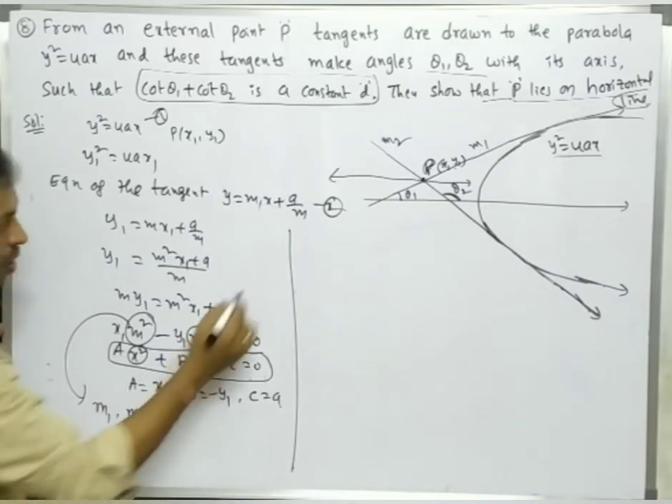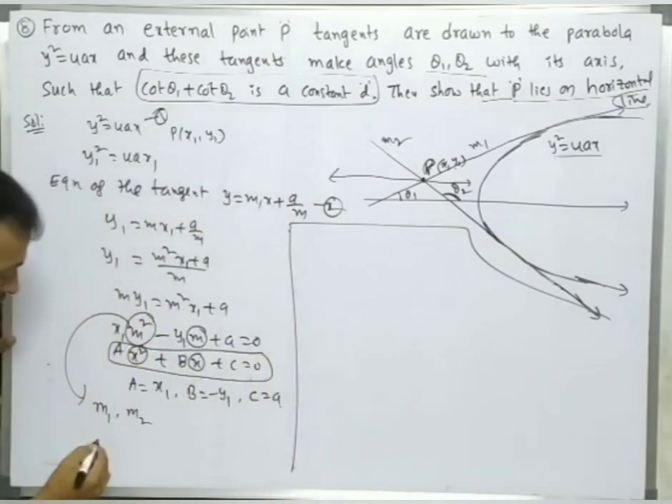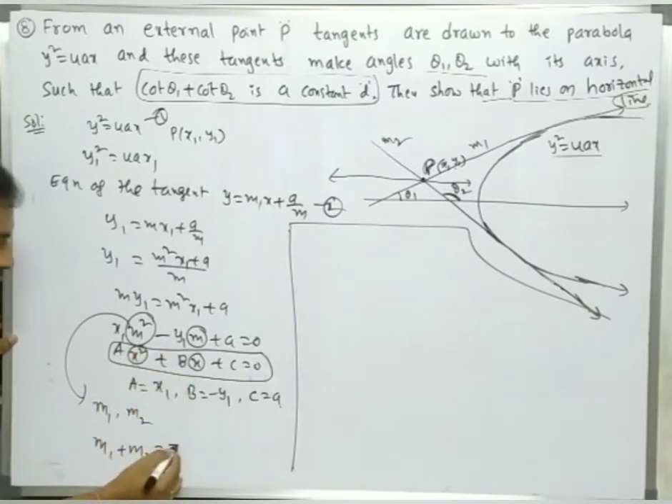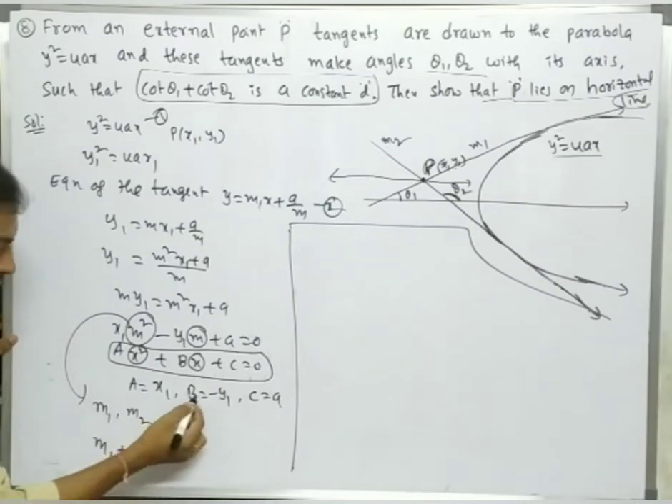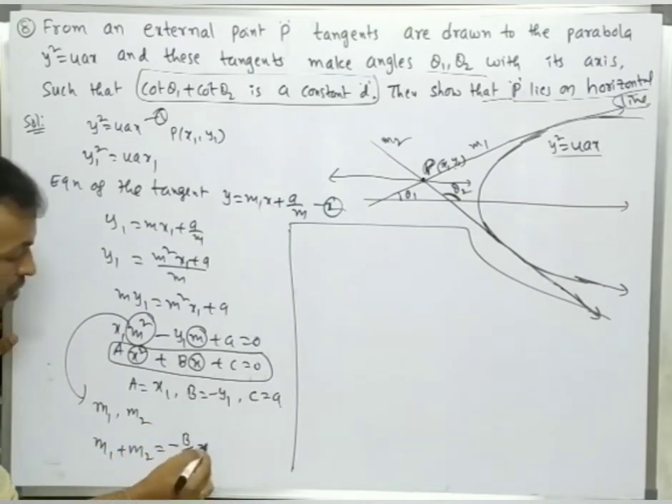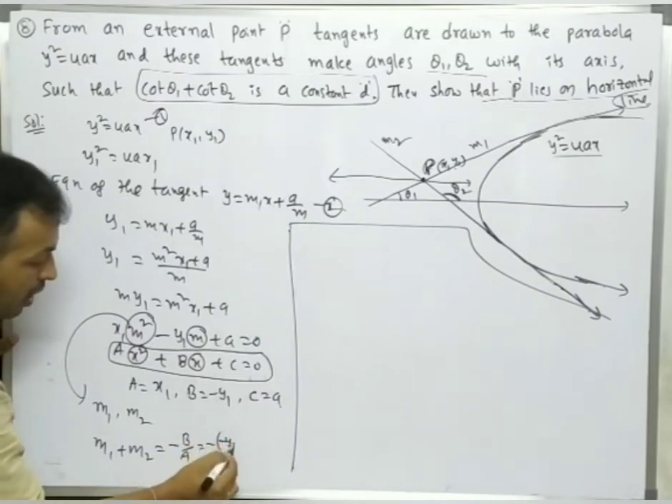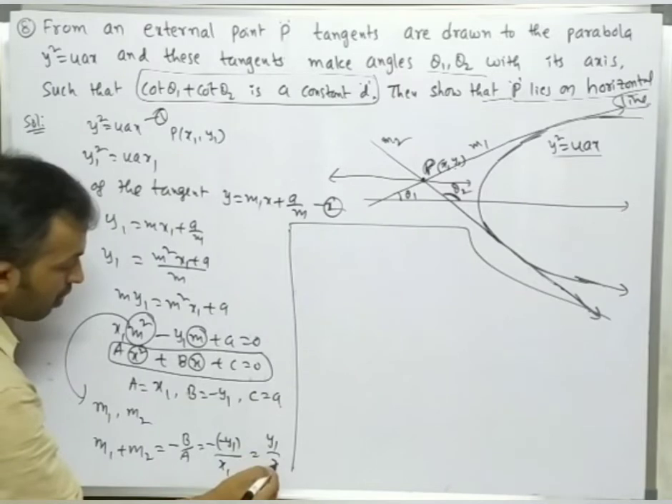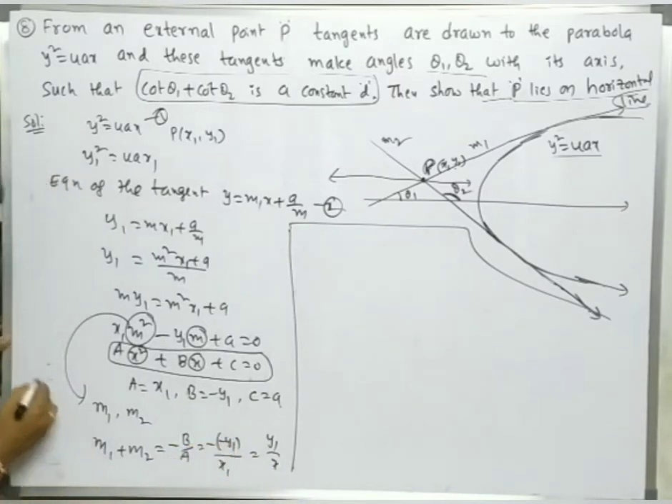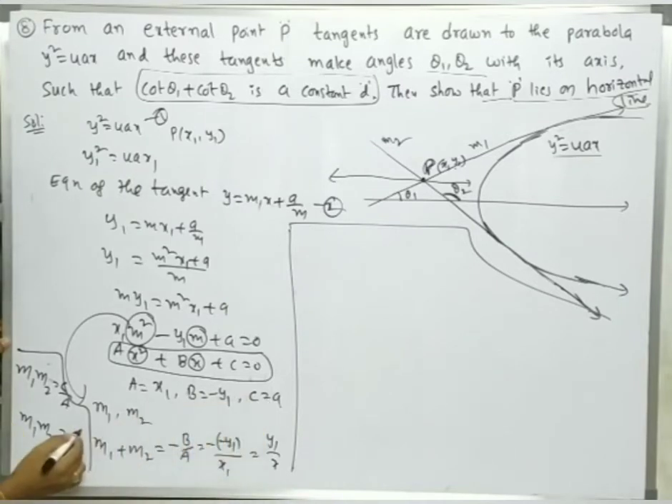Okay, so recall one previous knowledge, that is m1 plus m2, the sum of the roots concept. Sum of the roots is equal to minus b by a. So roots of this quadratic equation are m1, m2. Minus b by a is equal to minus of minus y1 by x1. That means y1 by x1. Next, product of the roots concept also I am writing here. Product of the roots is equal to c by a. So product of the roots m1 m2 is equal to a by x1. Okay, so this is the product of the roots, this is the sum of the roots.